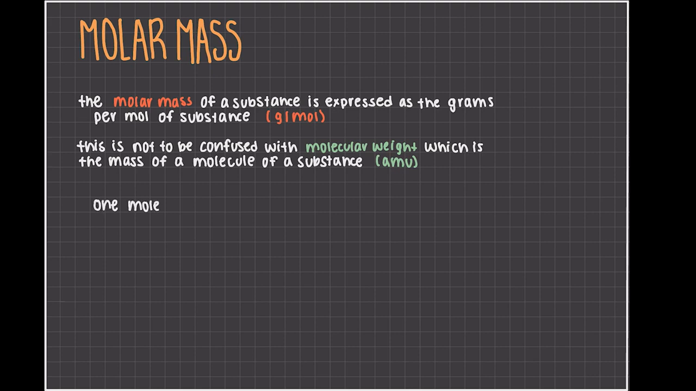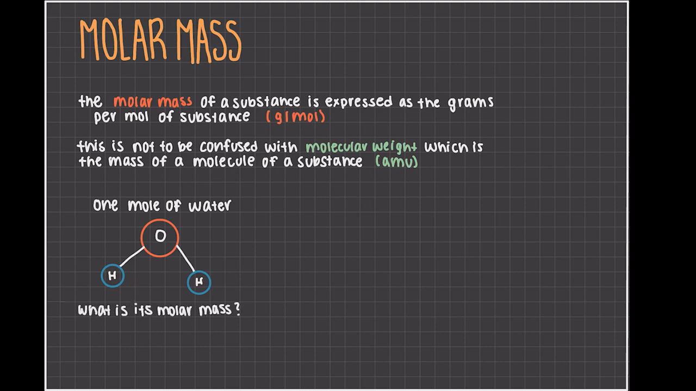Now, let's go ahead and look at 1 mole of water. What would be its molar mass? Well, it has 1 oxygen, which molar mass is going to be 16 grams per mole. It also has 2 hydrogens, whose molar mass is 1.008 grams per mole. So we're going to go ahead and multiply the hydrogen's molar mass by 2 and add them together to get the total molar mass for the mole of water. So we're going to end up with 18.02 grams per mole.